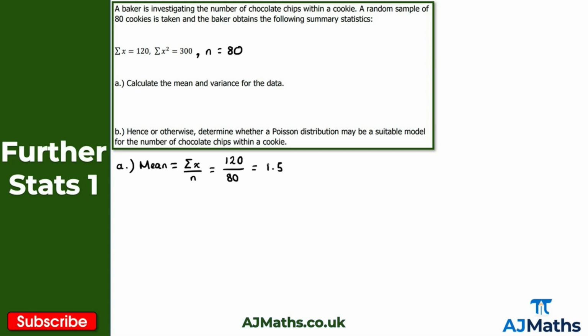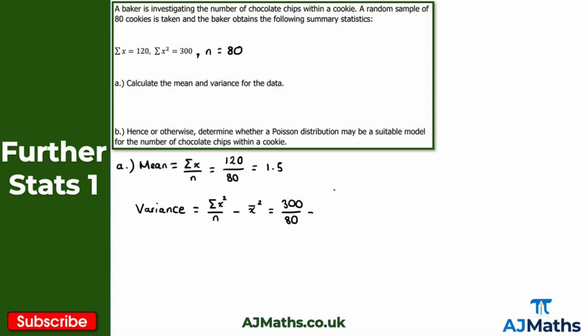That's the mean. We now need the variance as well for the data. So for the variance then, that would simply be sigma x squared divided by n. Then we minus the mean squared. So that's minus x bar squared. Okay. So sigma x squared, that's 300 here. So we do 300 divided by 80. Then we minus the mean squared.